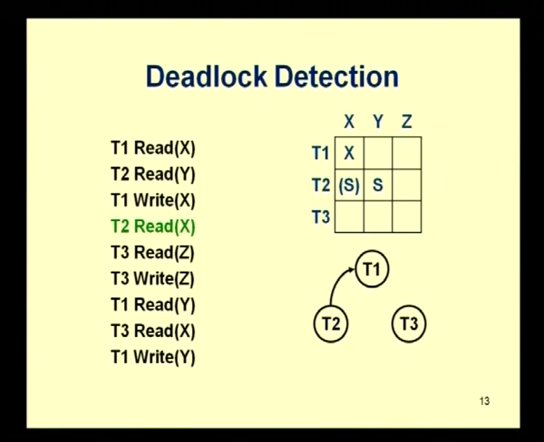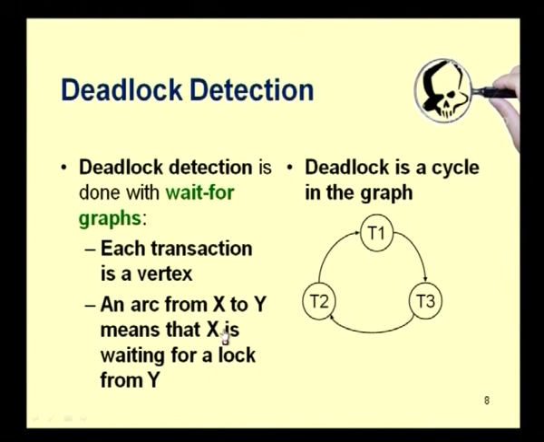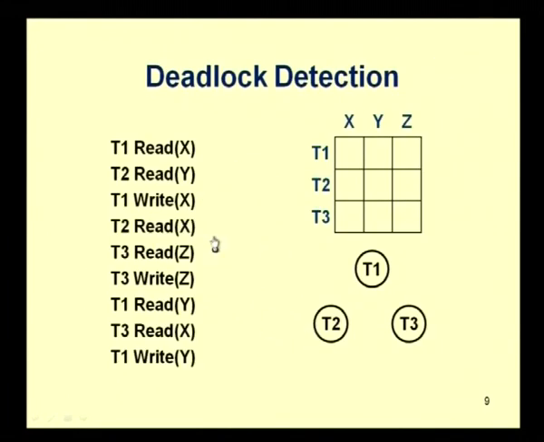When T2 is reading X, it requires a shared lock, but it cannot get one, because T1 already has an exclusive lock. So, it is waiting. Now, T3 is reading Z, which it can do, so it gets a read lock. Now, T3 is writing Z, that is also fine, it changes from S lock to X lock. Before I go further, T2 is waiting for T1 to finish. Remember, an arc from X to Y means that X is waiting for a lock from Y. Here, this is an S lock, this is an S lock, and this is an X lock. T2 wants to read X, so it is waiting for T1 to finish. T3 has an S, T3 has an X.